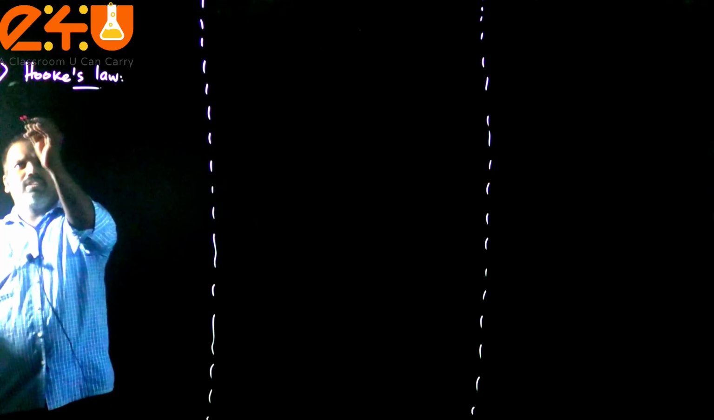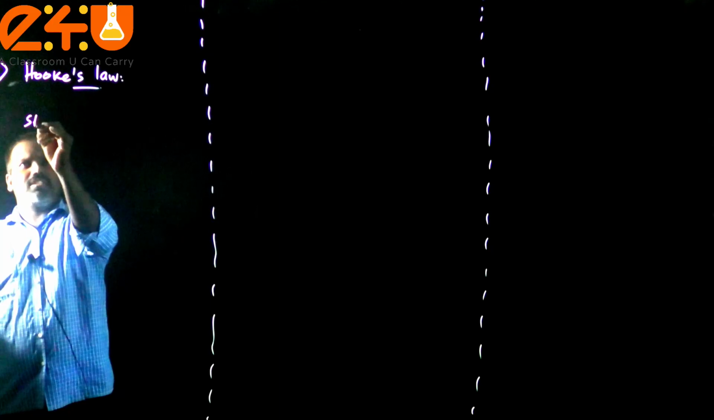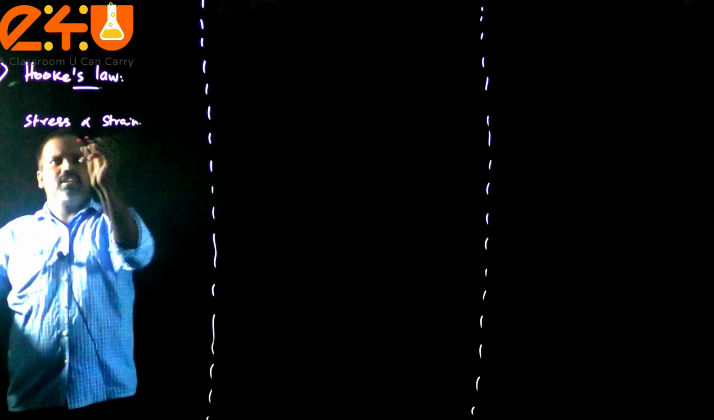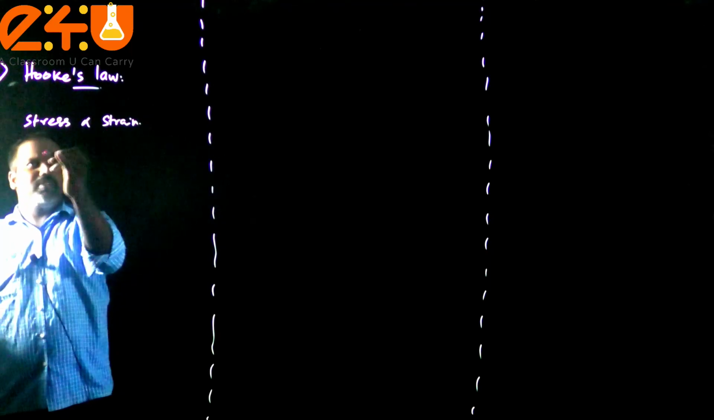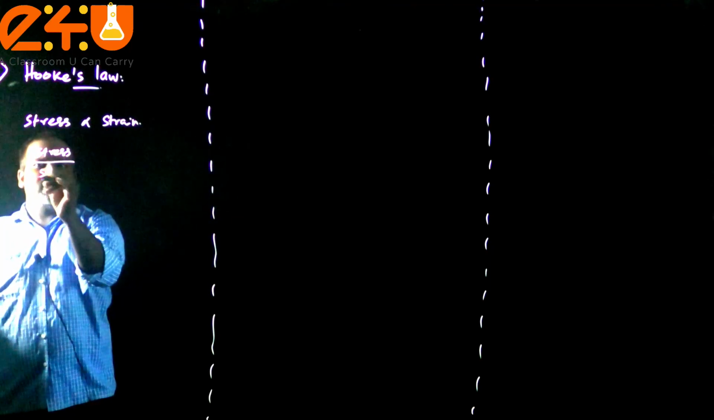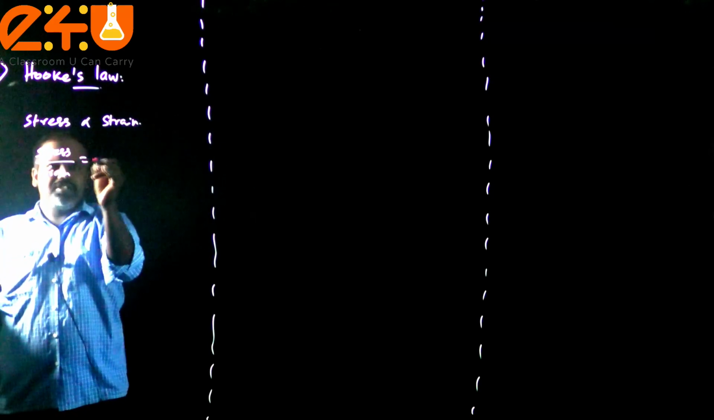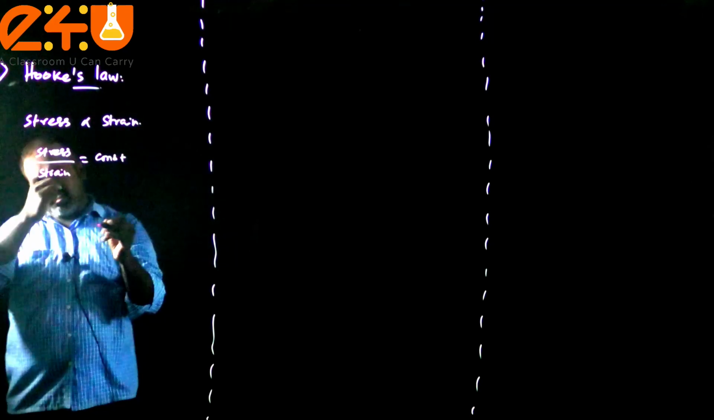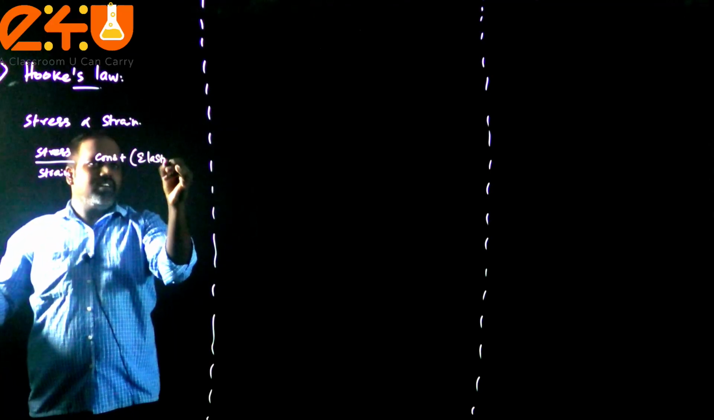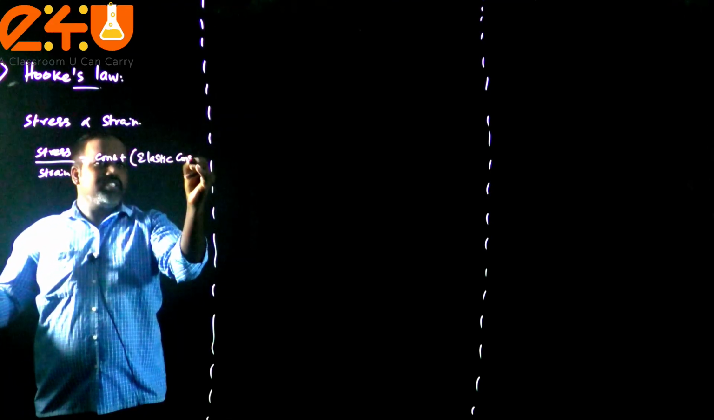Hooke's law. Within the elastic limit, Hooke's law says stress is directly proportional to strain, or we can say that stress by strain is constant. So stress by strain is equal to a constant. That constant is generally called the elastic moduli or elastic constants.